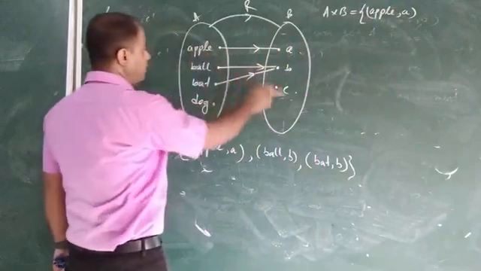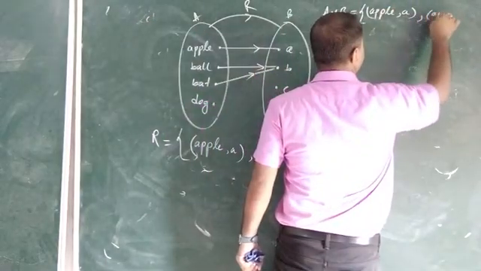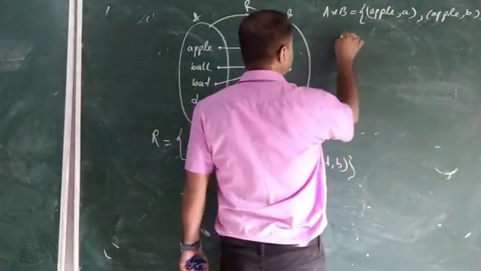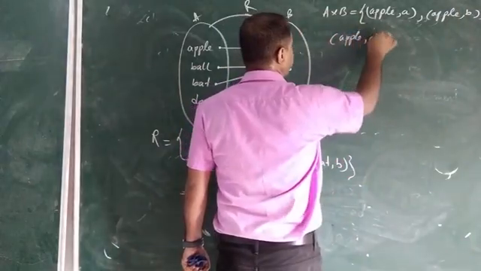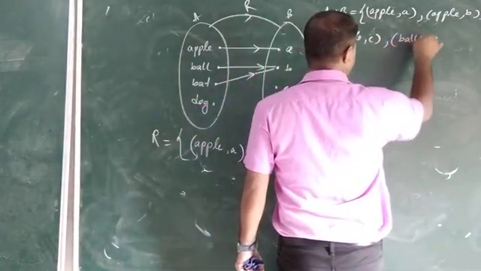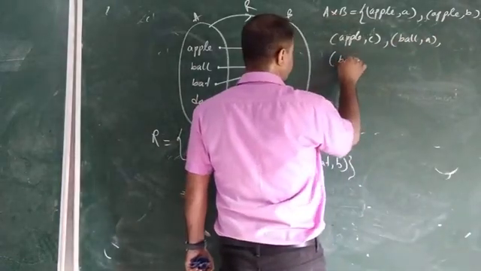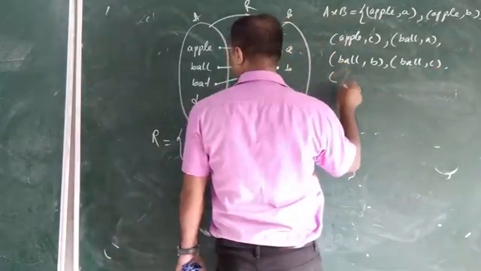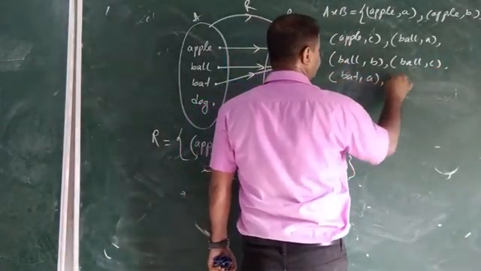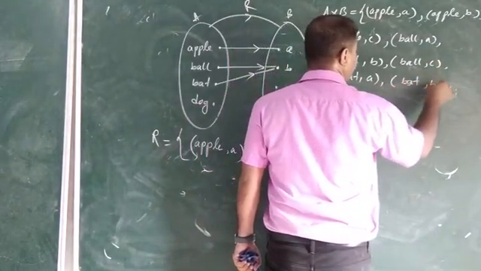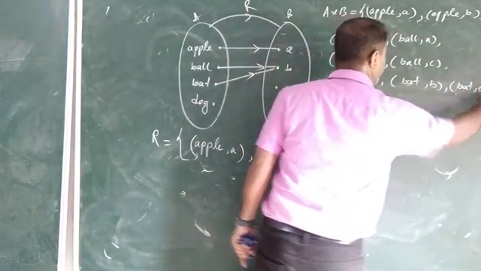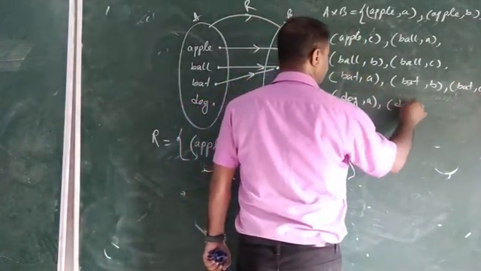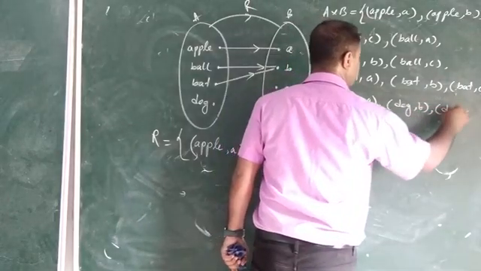Apple b, apple c. Then ball a, ball b, ball c. Bat a, bat b, bat c, dog a, dog b, and dog c.